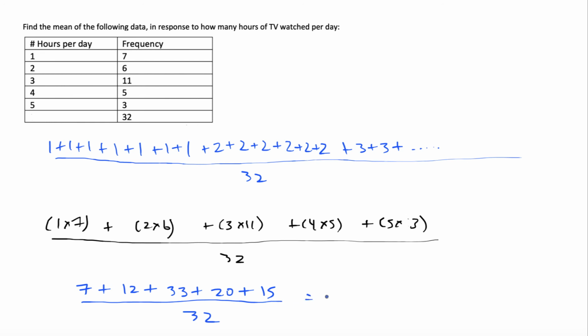So this total here, we get 87. And when we divide that by 32, we get 2.72. So what does it mean? It means that out of these 32 people who were surveyed, the average number of hours of TV watched per day is 2.72.